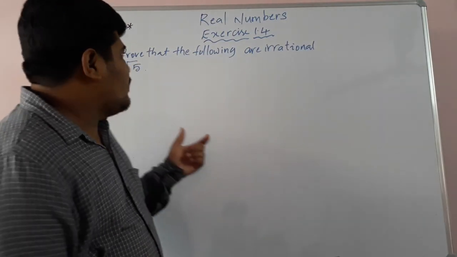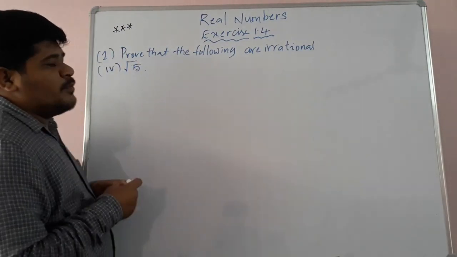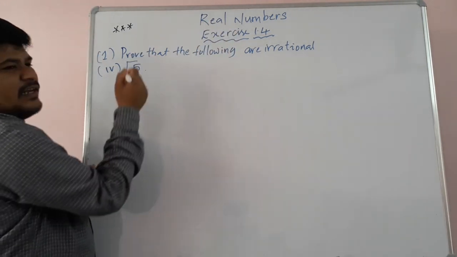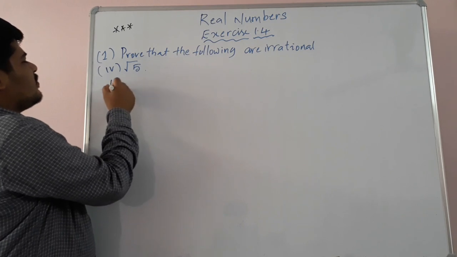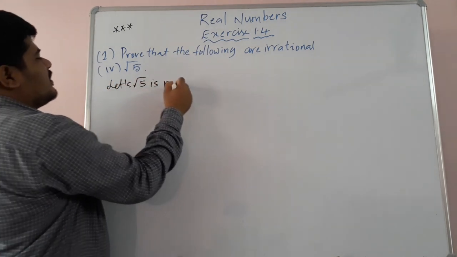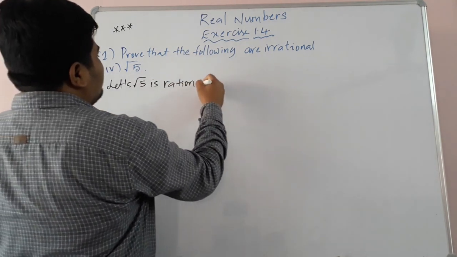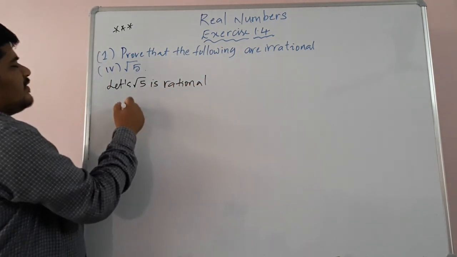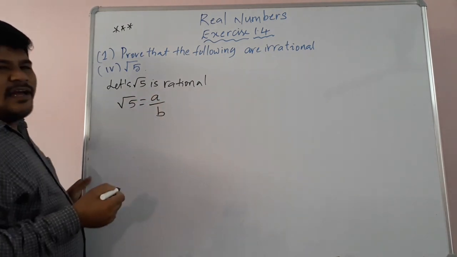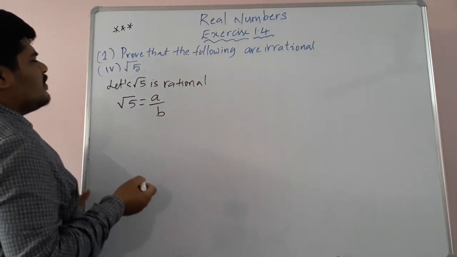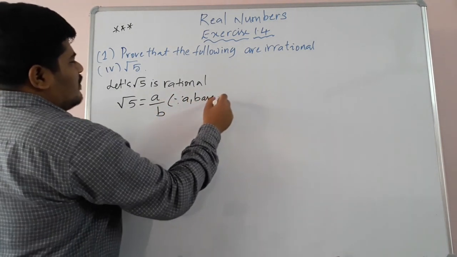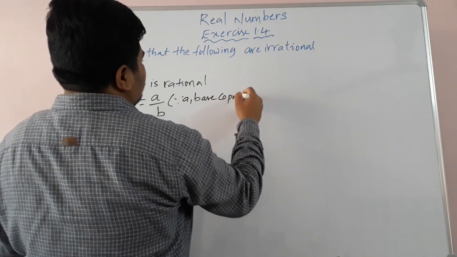Now let's see problem number 4. Prove that root 5 is an irrational. Children, in the contradiction method, first we will take it as rational. So let root 5 be rational. So children, this root 5 can be written as a by b, where a, b are co-primes and integers.